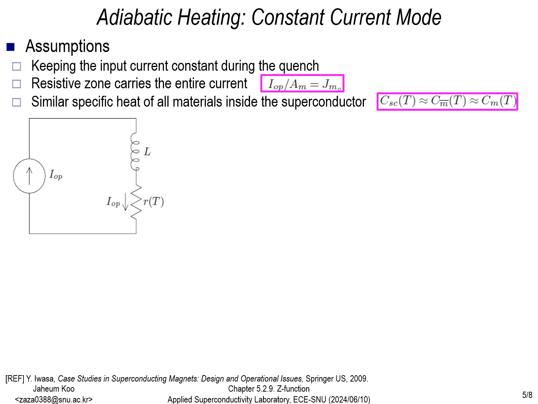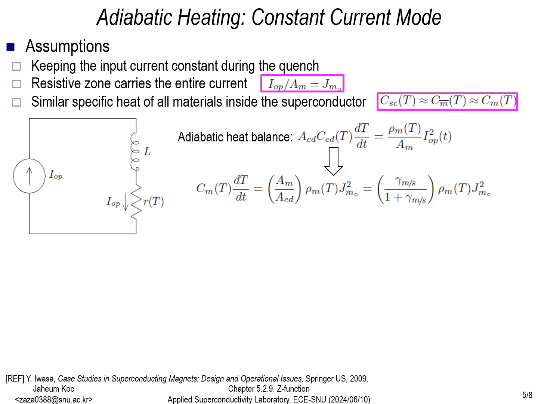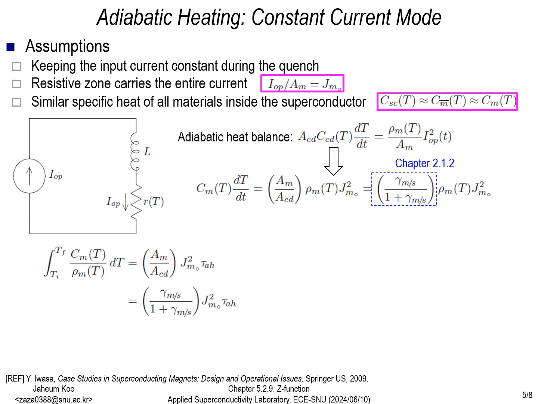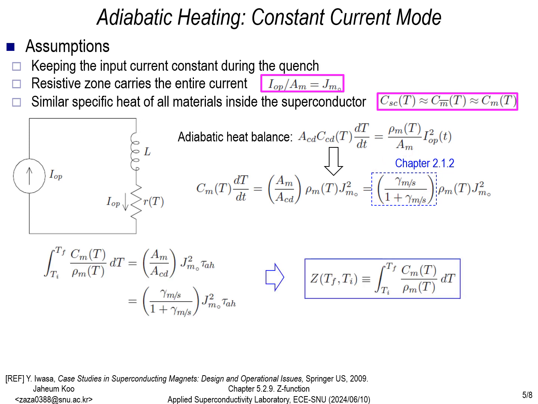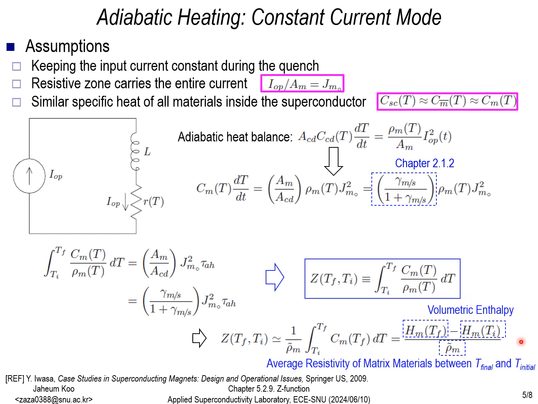similar. Under these assumptions, the power density equation, which now only includes storage and Joule heating terms, can be simplified as follows. The parameters shown here relate to the matrix ratio, which can be understood by reviewing Chapter 2.1.2. Ultimately, this leads to the derivation of the Z function. The Z function, which can be calculated using enthalpy, is a useful tool in our analysis, though its detailed calculation will be omitted in this video.